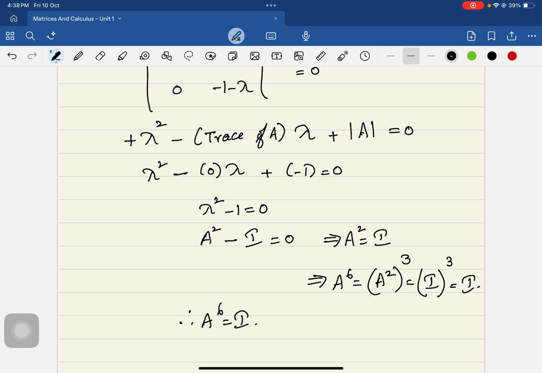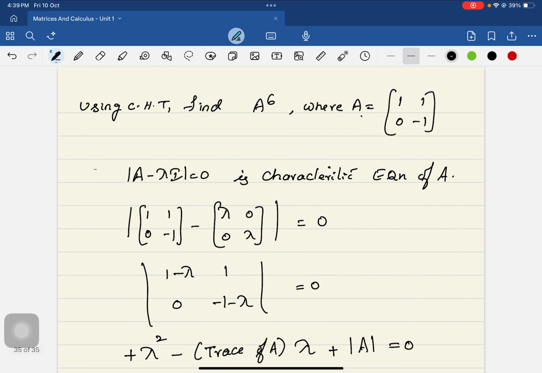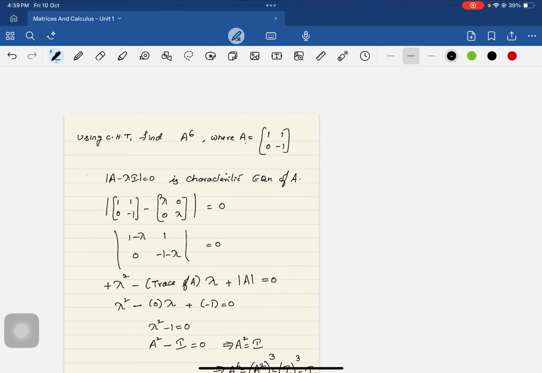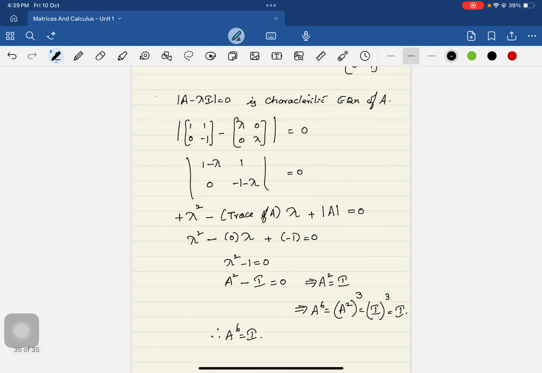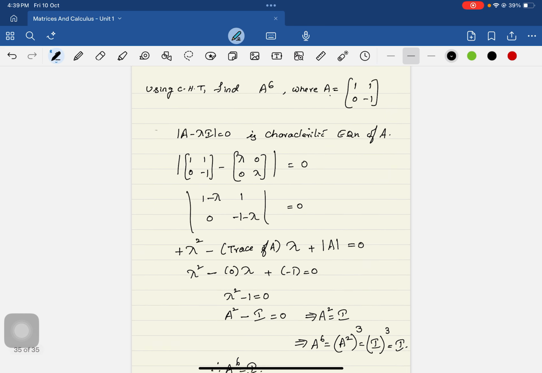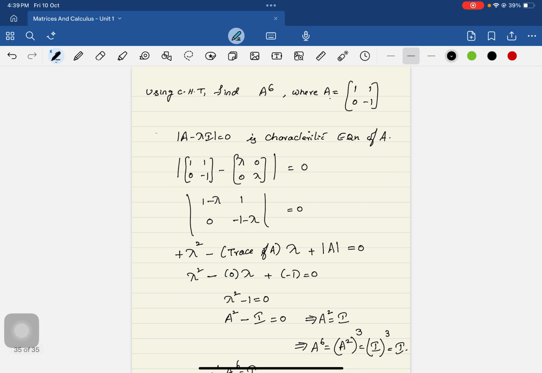Did you understand? So don't do A power 6 by multiplying 6 times. By using the Cayley Hamilton theorem, it's a very important application to find the powers of the matrix A if the trace happens to be 0. If the trace happens to be 0, then it is easy for you to write down the powers of the matrix A.